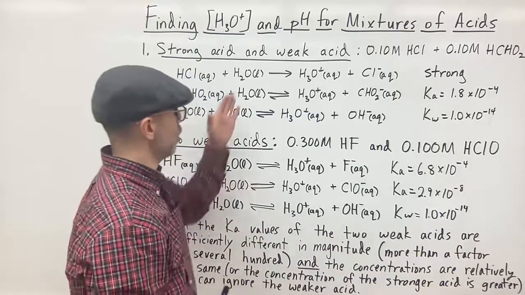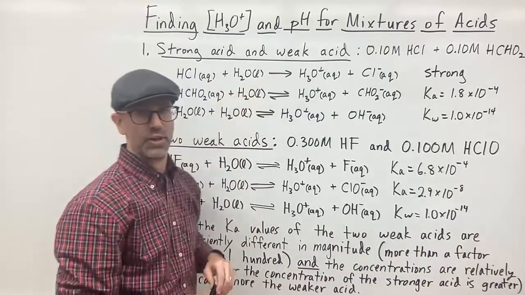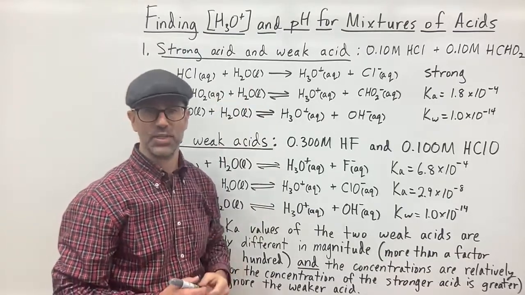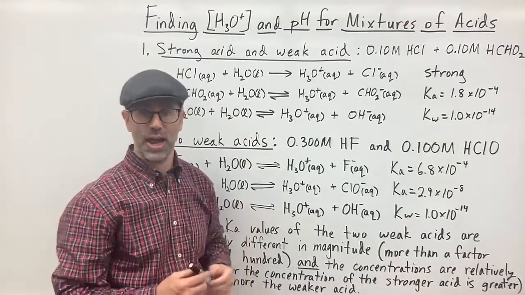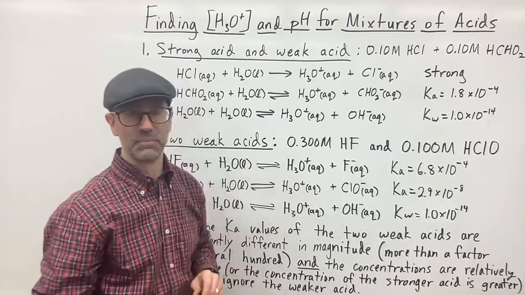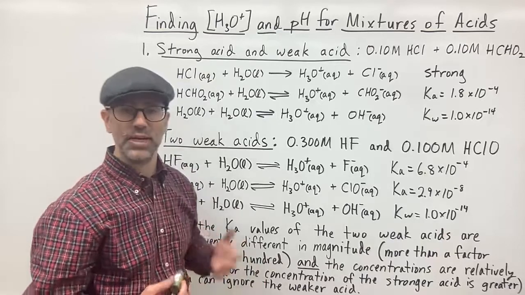So when you have a strong acid and a weak acid mixed together, you pretty much ignore the other two and just calculate the H plus concentration due to the strong acid. That's how you deal with a mixture of a strong acid and a weak acid. So what about two weak acids?